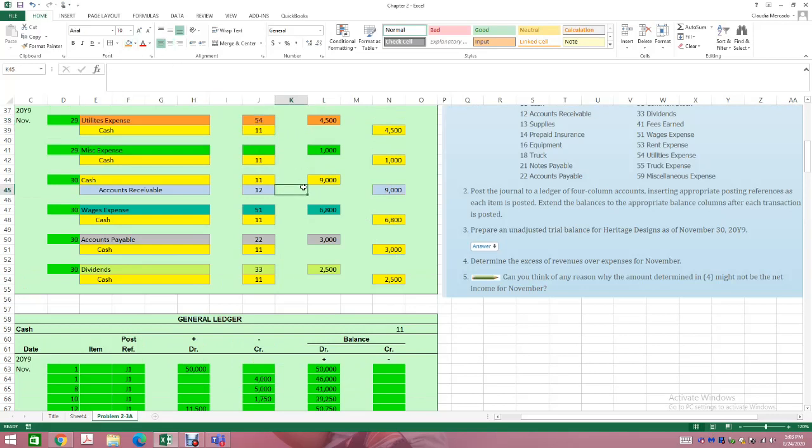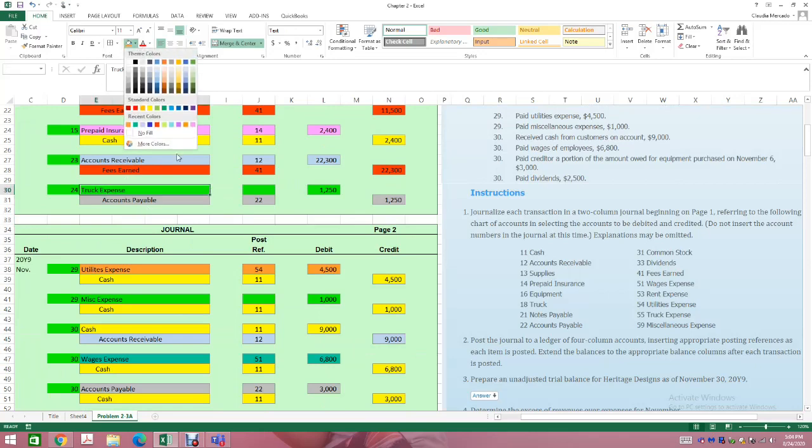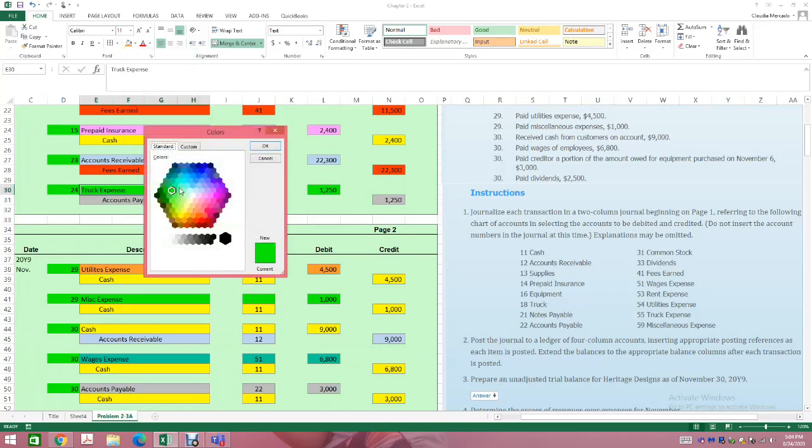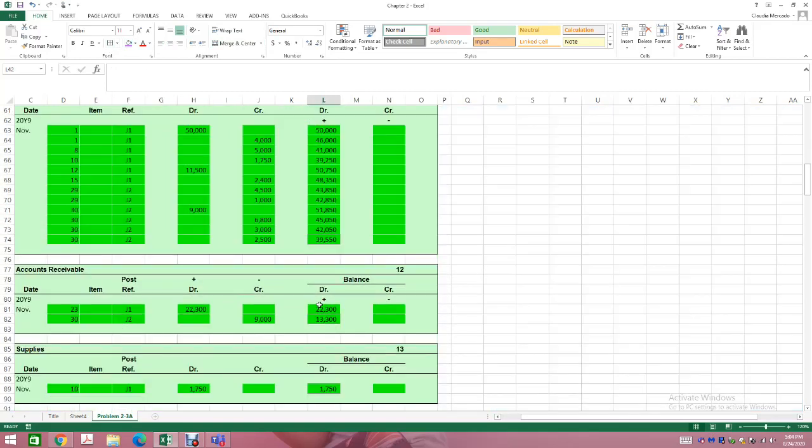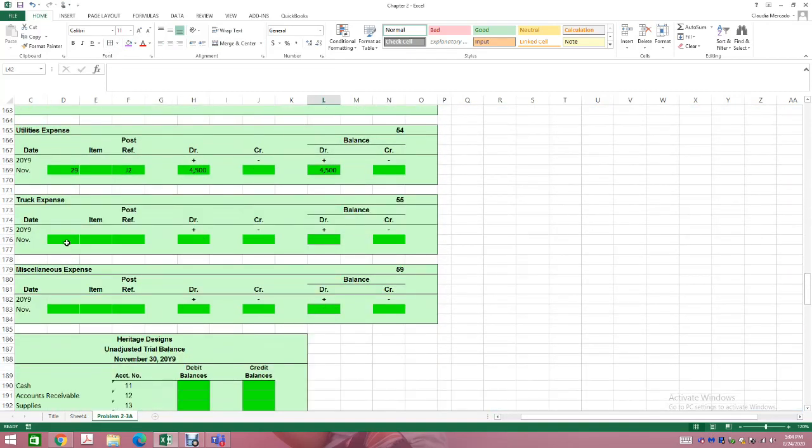The next account that we have is truck expense. Truck expense happened on the 24th for $1,250. So we're going to go down to truck expense, and that happened on the 24th. That happened on journal page 1, and I had a debit of $1,250. It's an expense account, so the balance should be a debit always, most of the time.